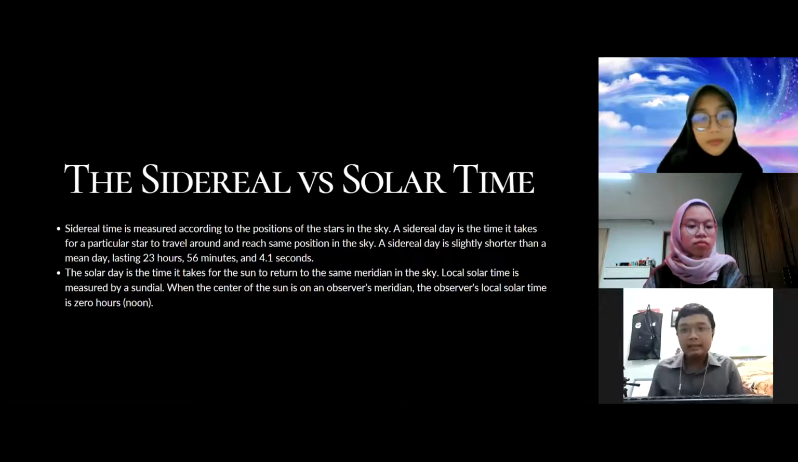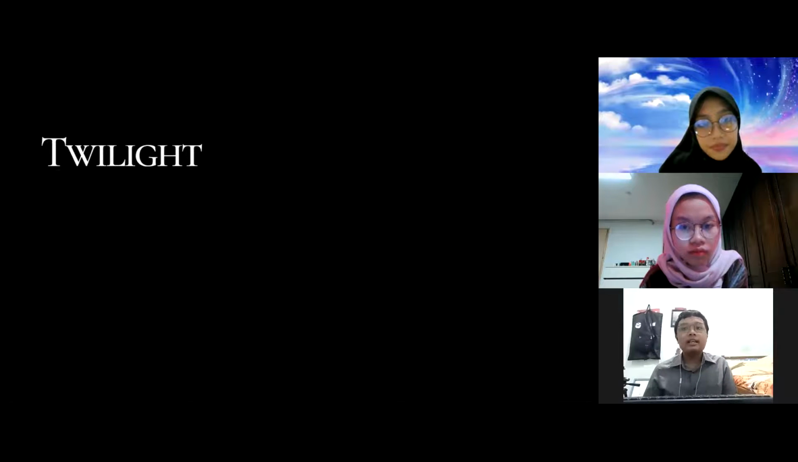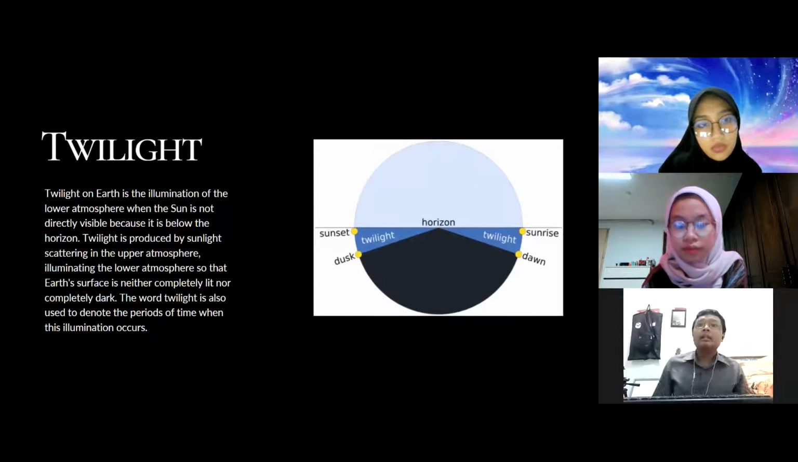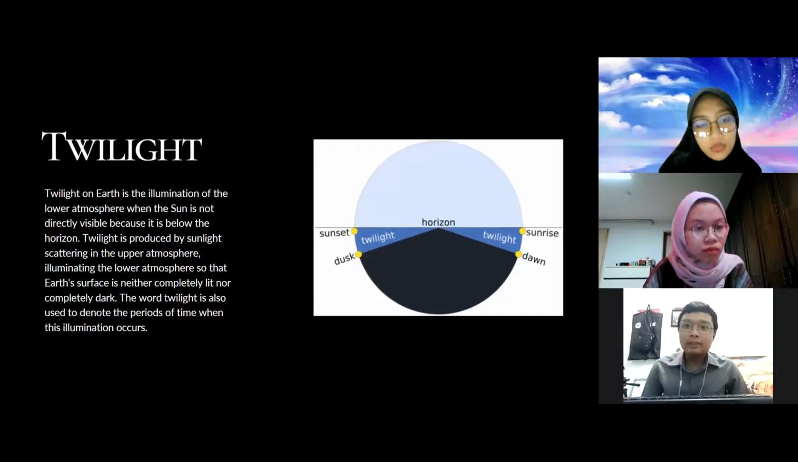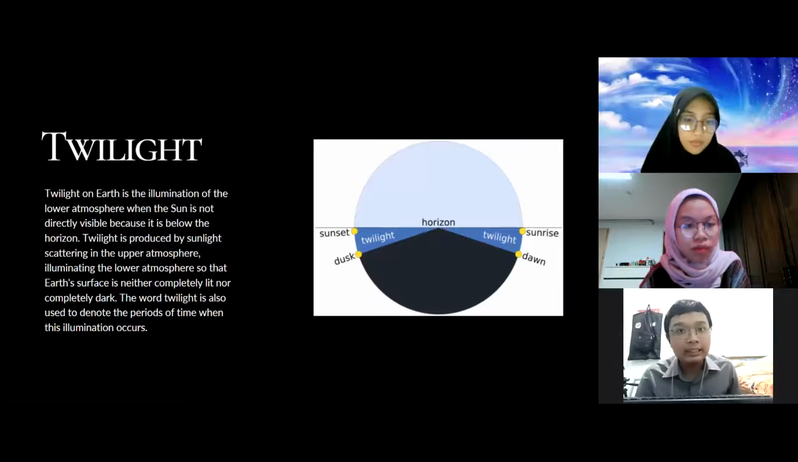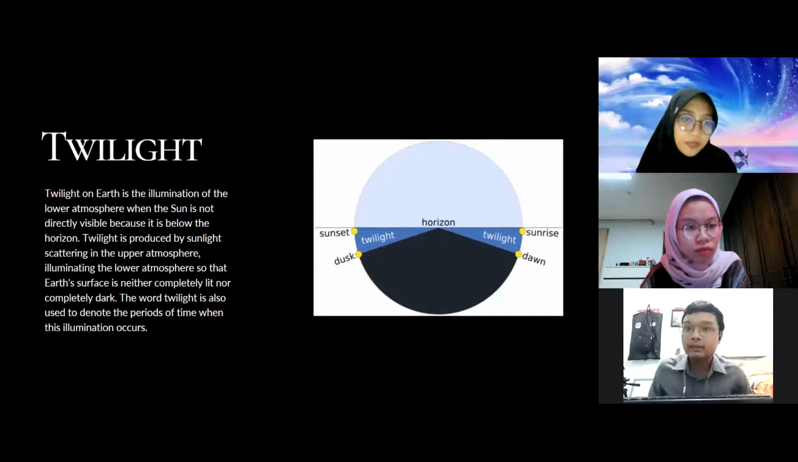So for the next slide, we are going to talk about twilight. Twilight on Earth is the illumination of the lower atmosphere when the sun is not directly visible because it's below the horizon.